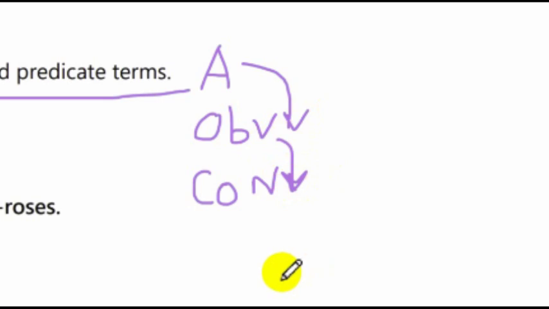Now, what is the obverse of A? This we studied in the last video. The obverse of A is E, and the converse of E is again E.